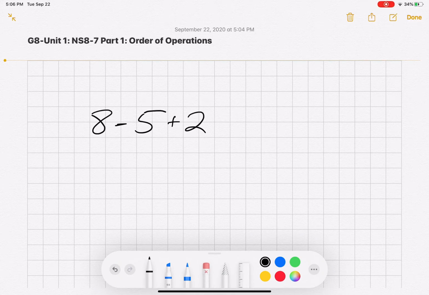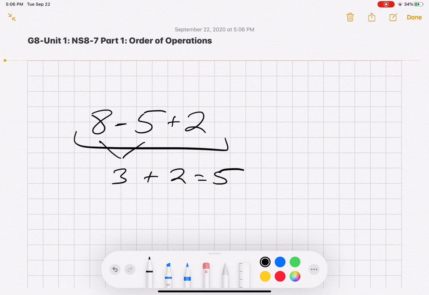All right, so we're moving right along, and now we're looking at order of operations. So if I'm looking at this expression right here, how do I get the answer 5 from here? Just pause the video and see if you can figure that out. Okay, so the first thing that I would do, I would subtract, and then I would add, and that would equal 5.